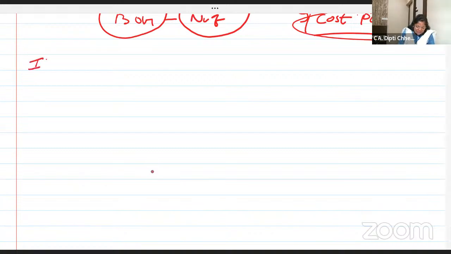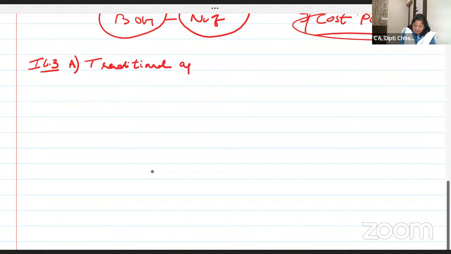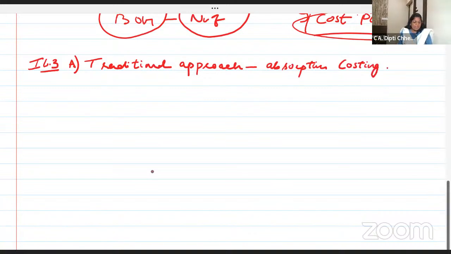Now to develop a good speed, let us start illustration 3 in the notebook. Okay, first we will go with the traditional approach. Traditional approach in the exam is also called absorption costing. I want all of you to write all the names now. In the exam, you can write only one. Absorption costing. Traditional approach or absorption costing. Okay. Particulars.